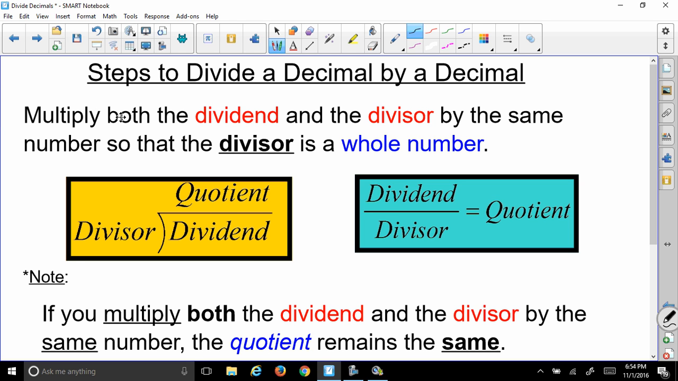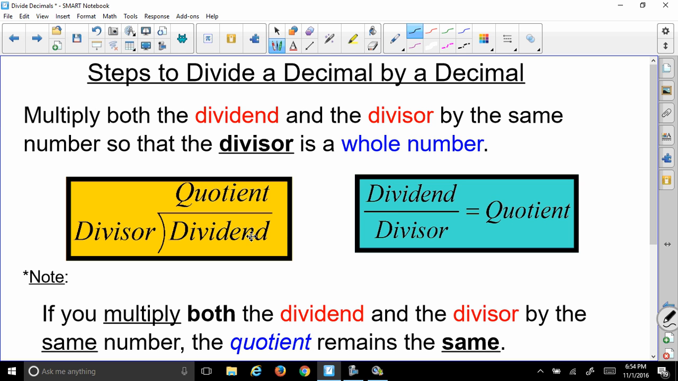First thing you need to do is multiply both the dividend and the divisor by the same number so that the divisor is a whole number. The reason being that you're not allowed to divide by decimals. So your divisor, which is the outside number of the division sign or the denominator of a fraction, must be a whole number in order to be divided.